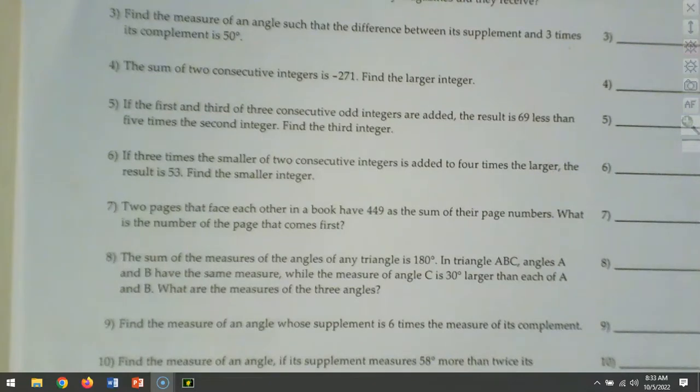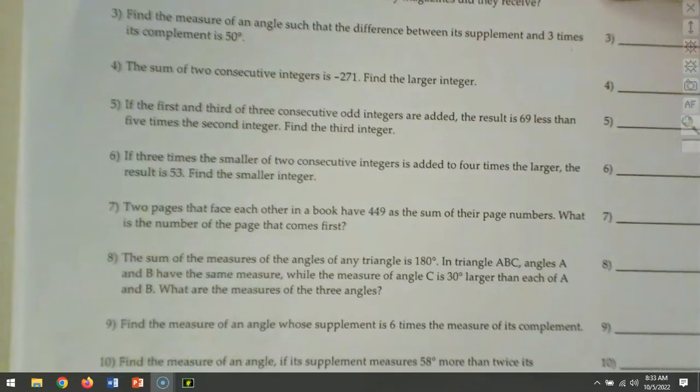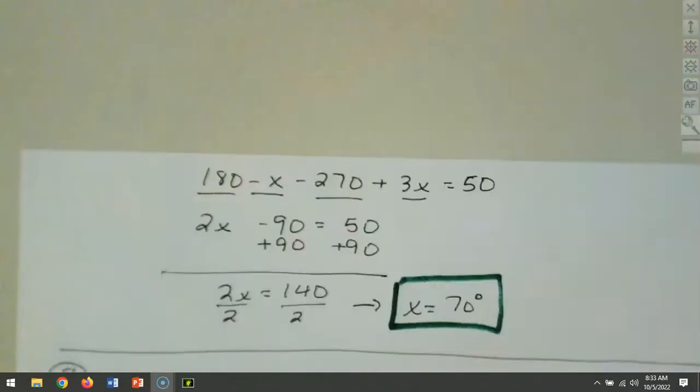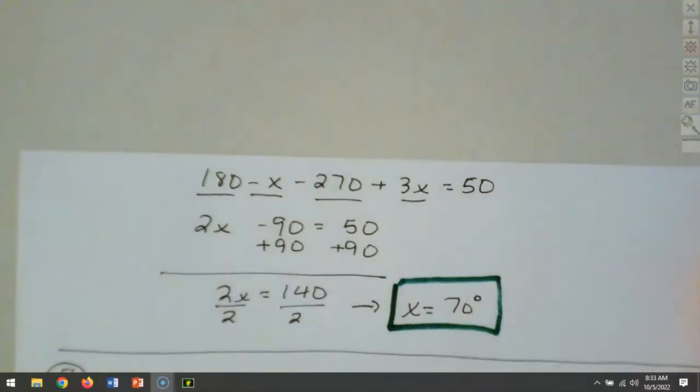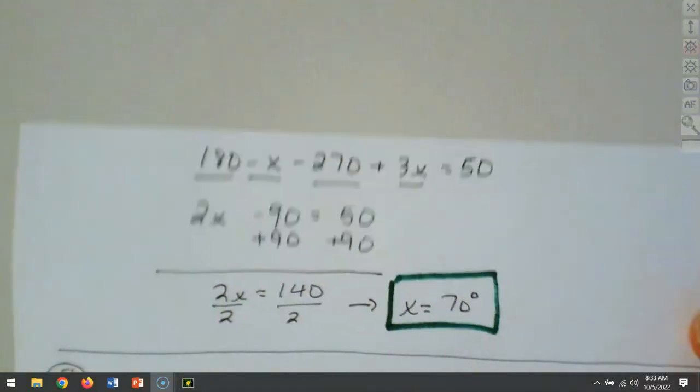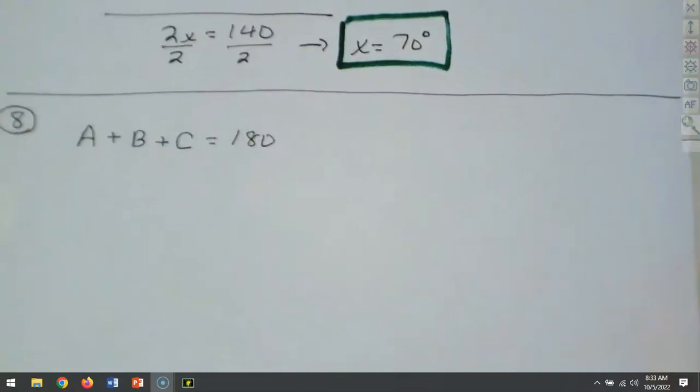In triangle ABC, angles A and B have the same measure, while angle C is 30 degrees larger than each of A and B. What are the measures of the three angles? Well, first off, we know we have the three angles, and that's A, B, and C, and they're going to add together to give us 180. Is everyone okay with that? Right? We know they have to go together to give us that 180.